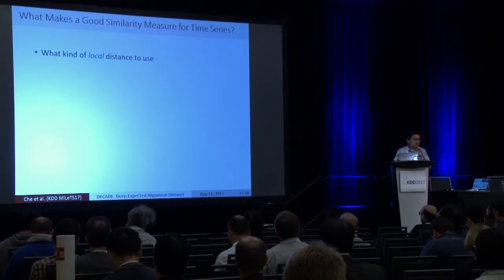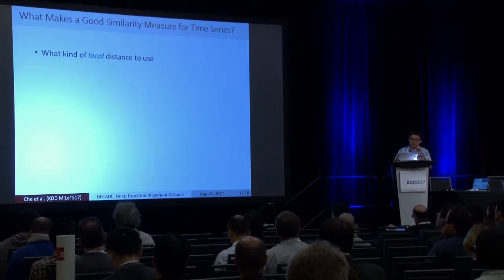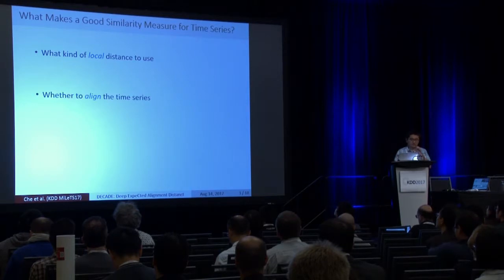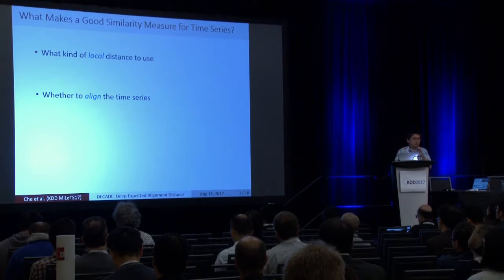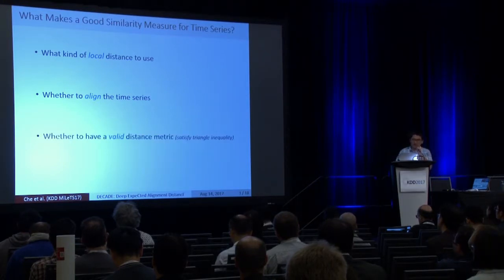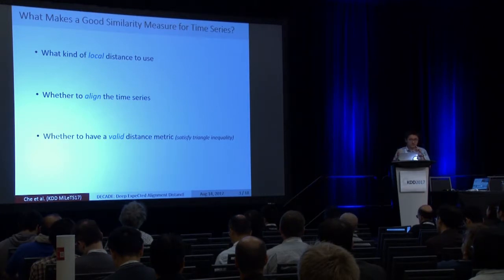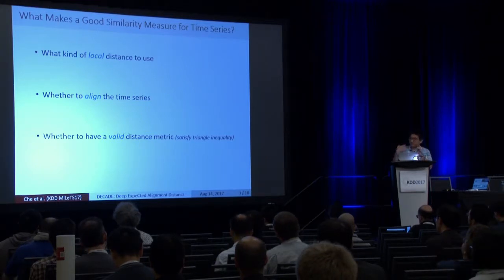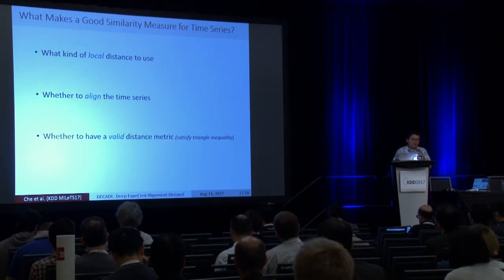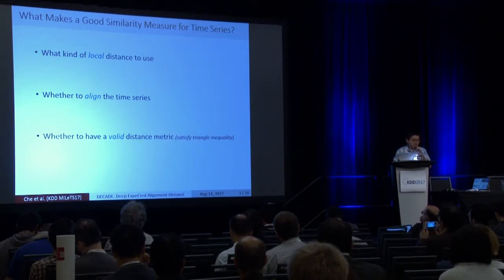First, what kind of local distance to use to compute the global distance? And how do we align the time series when we want to calculate the distance? And finally, whether the global distance we get is a valid metric or not. To be more specific, whether the distance metric satisfies the triangle inequality, which means that the distance between the time series x and z should be no more than the distance between x and y plus the distance between y and z.